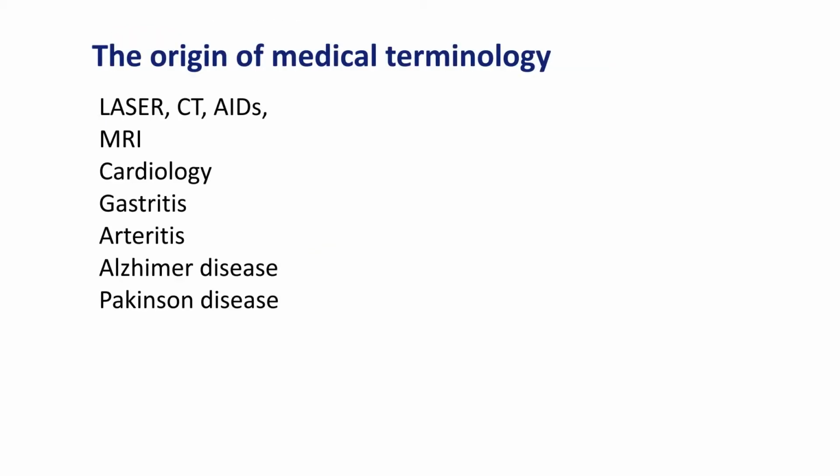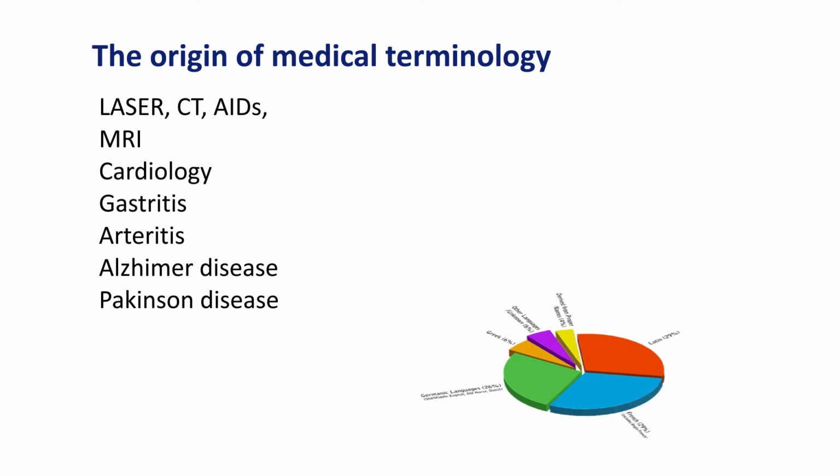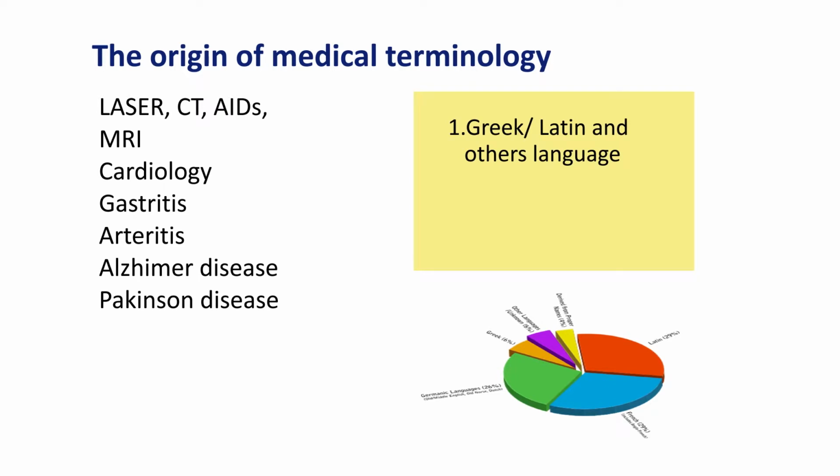There are at least 4 categories of the origin of medical words, including Greek, Latin, and other languages. Eponym, which is a name or a noun formed after the person who found or invented something, such as Alzheimer's disease or Parkinson's disease. Acronym, an abbreviation formed from the initial letters of other words and pronounced as a word, like laser, AIDS, and many modern terms like MRI.